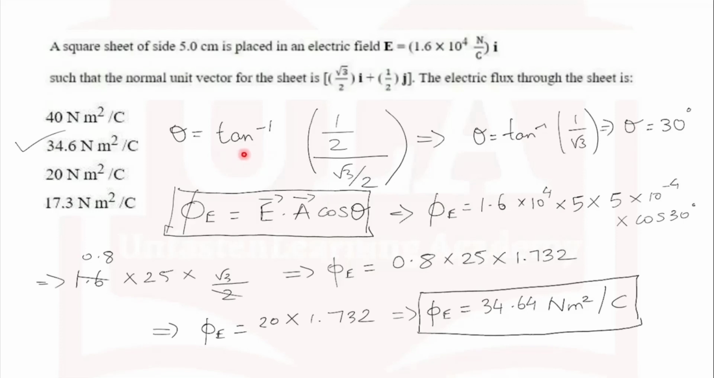Theta is equal to tan inverse of imaginary part by real part. That's the easiest way to remember. If you cancel, theta is equal to tan inverse of 1 by root 3, which is nothing but theta equal to 30 degrees. Now substitute it in the formula, phi E is equal to E vector dot A vector into cos of 30 degrees. If you solve it, the answer will be phi E equal to 34.6 Newton meter square per coulomb. So option B is the right answer.